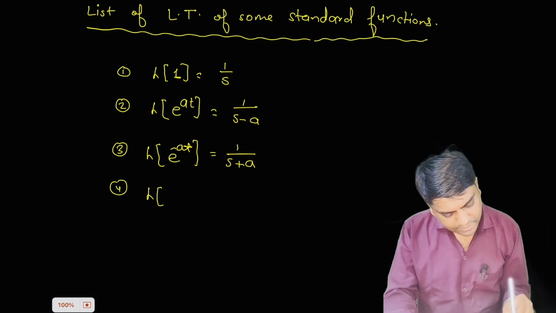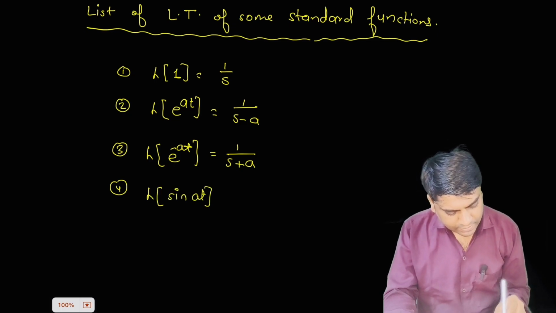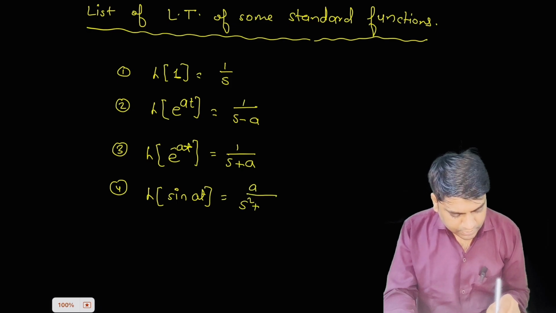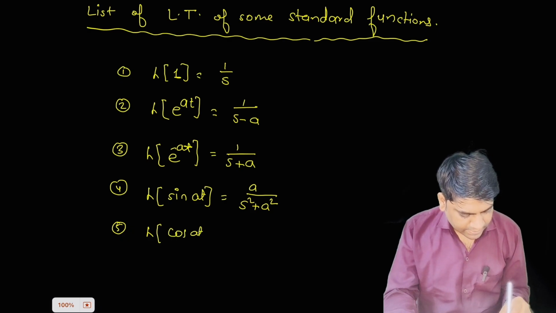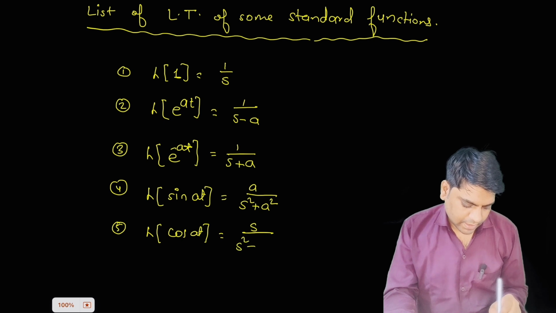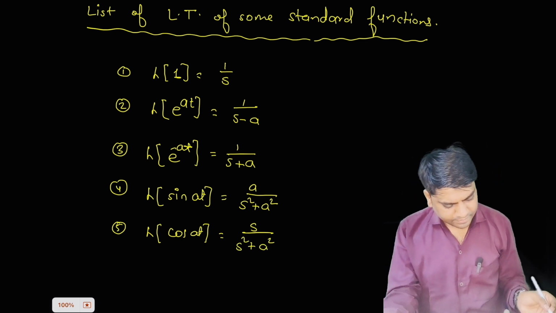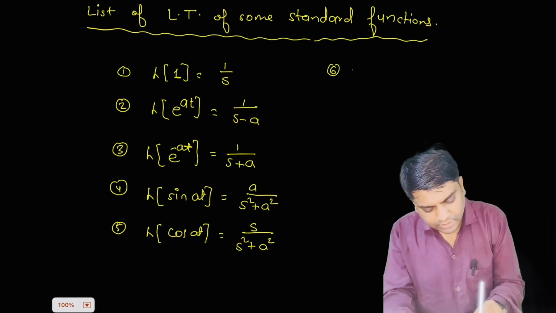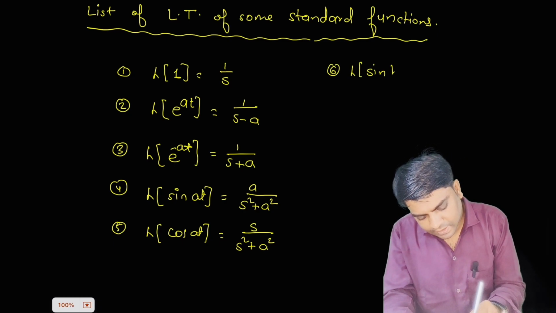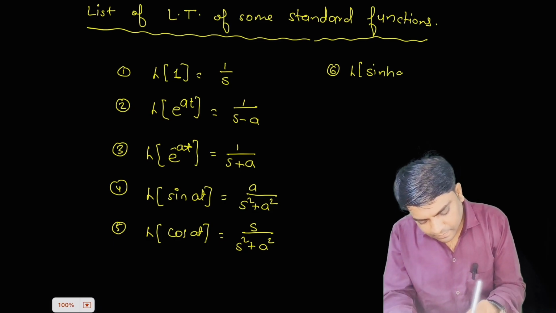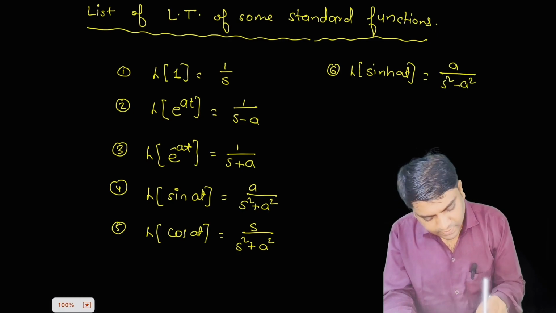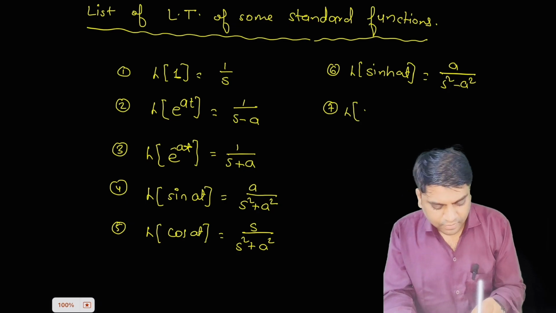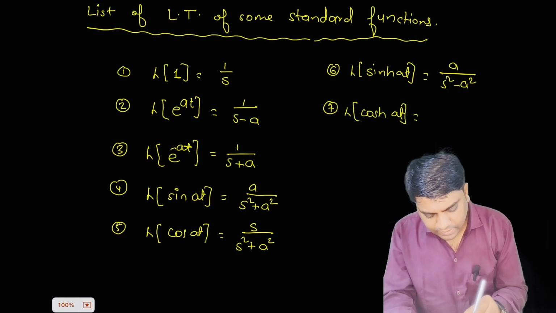Fourth one, Laplace transform of sin at is equal to a upon s square plus a square. Fifth, Laplace transform of cos at is equal to s upon s square plus a square. Let's make the list here. Sixth one, Laplace transform of hyperbolic sin at, which is equal to a upon s square minus a square. Seventh one, Laplace transform of hyperbolic cos at is s upon s square minus a square.